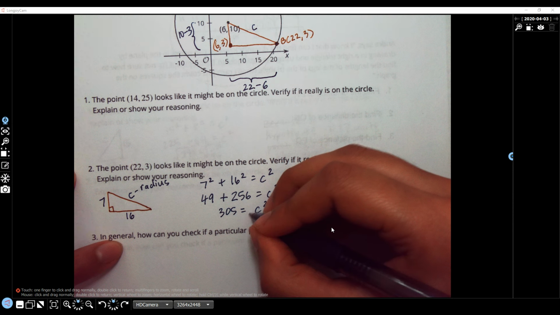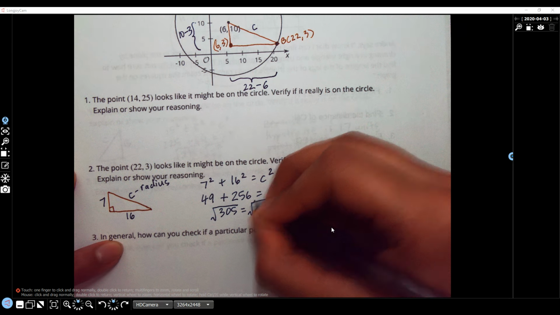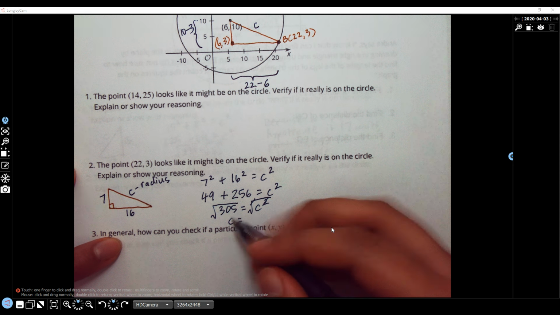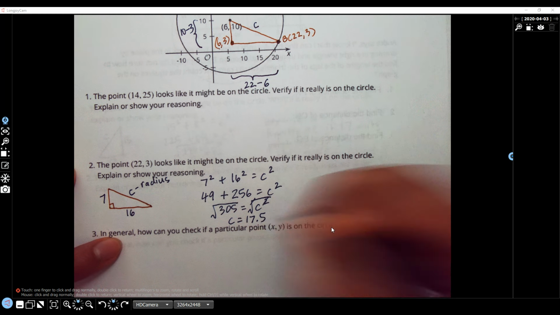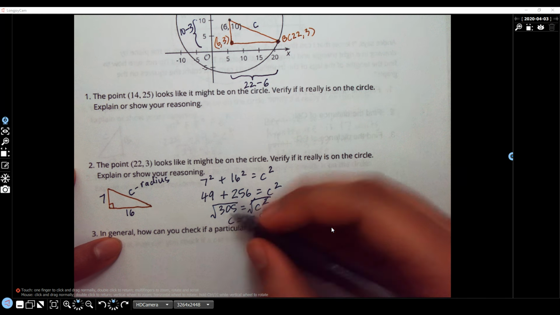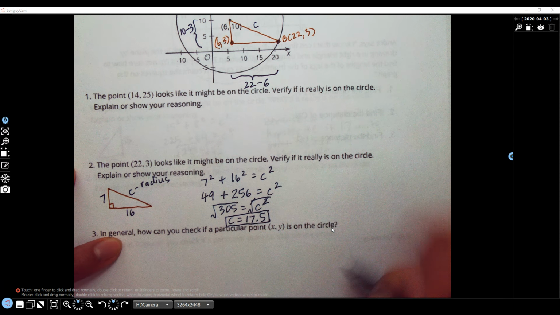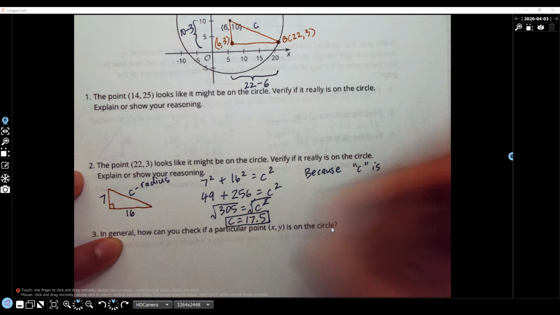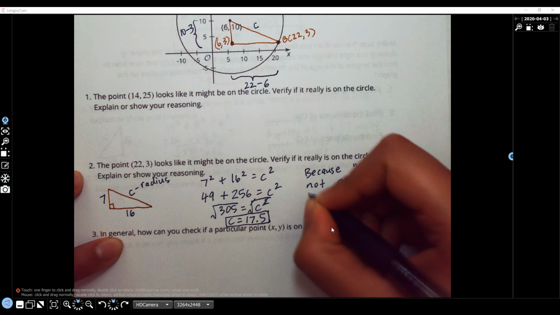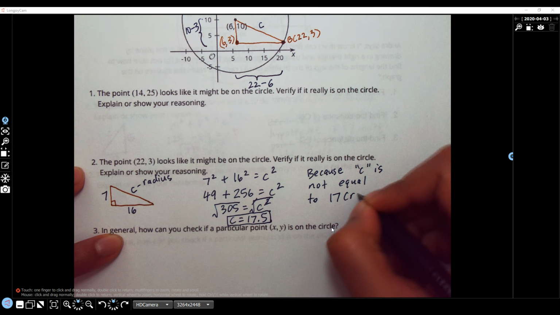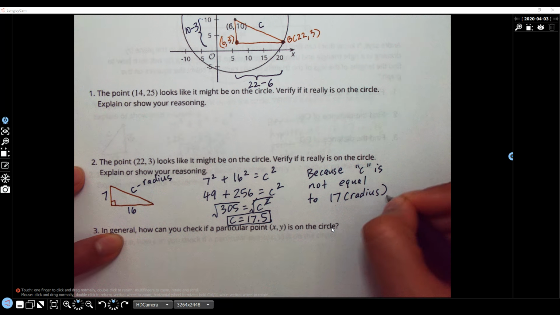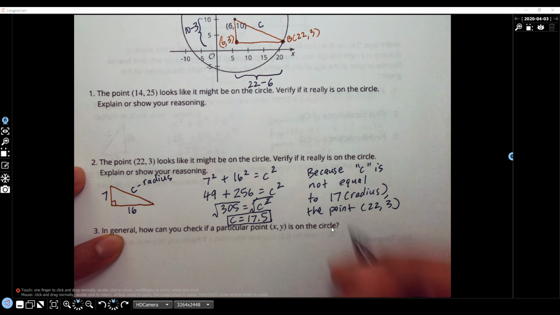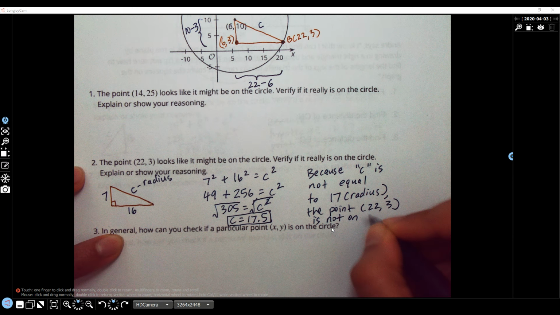Our last step here is taking the square root of both sides. The radical and the exponent cancel out. If you plug the square root of 305 into your calculator, you get roughly 17.5. So because this c value of 17.5 is not equal to 17, which was our radius, the point (22, 3) is not on the circle.